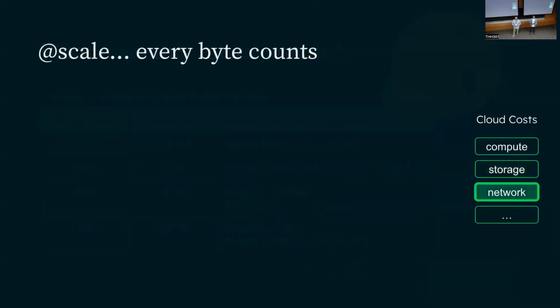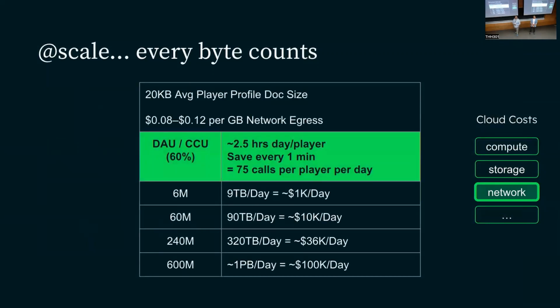The real challenge, of course, is with data in motion, right? Because remember, and put this in your head: at scale, every byte counts. Always keep that in mind. At scale, every byte counts, right? So now let's imagine that 60% of your players play about 2.5 hours a day. Maybe your game, because of how it goes to the backend to save data, to read it, and so on, makes about 75 calls per player per day. And your cloud provider, most likely AWS, charges you 8 cents to 12 cents per gigabyte of egress. Now think about all the traffic going in.